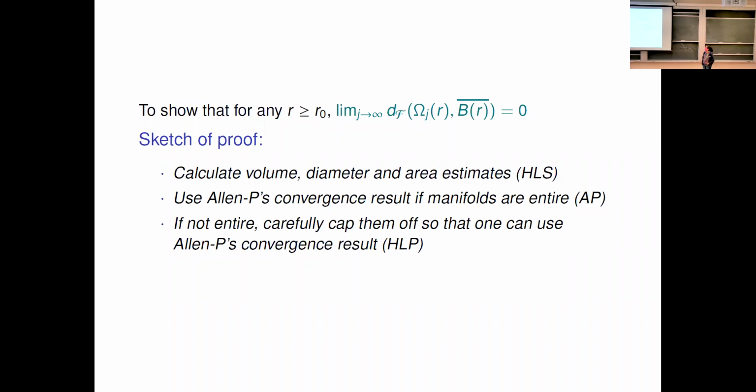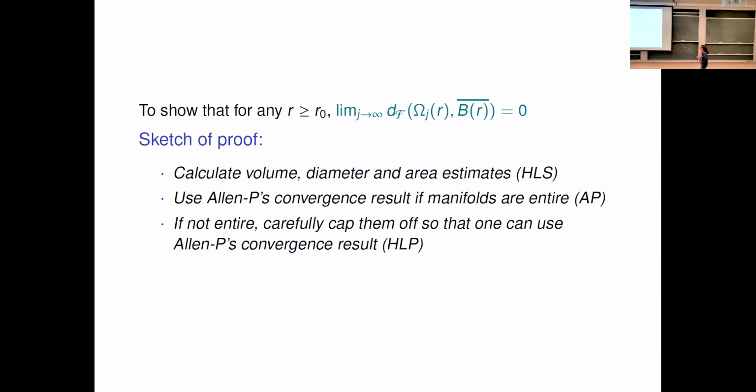Okay, so now let me tell you how one proves such a theorem. I told you we are going to use this result by myself and Brian Allen. And how does the proof go? Well, we want to use that theorem to calculate volume, diameter, and area estimates. And this was done in Huang, Lee and Sormani's paper. So we are going to follow this approach.